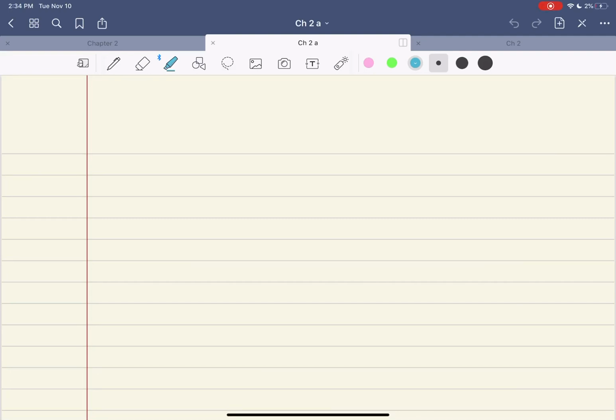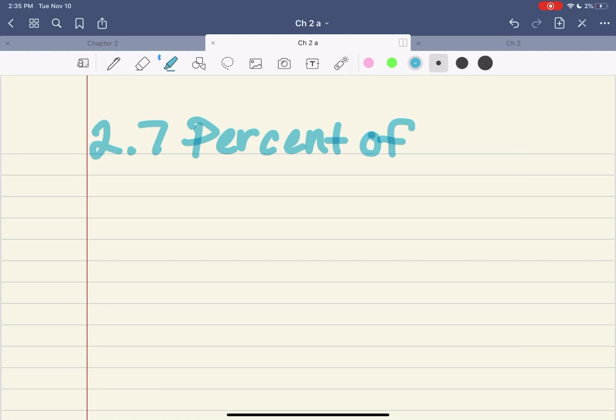Hey there, folks. This is going to be your notes on percent of change, and I'm writing with a highlighter, which I've told you to never do. I stand by that. This was an accident. All right. I will correct that error.